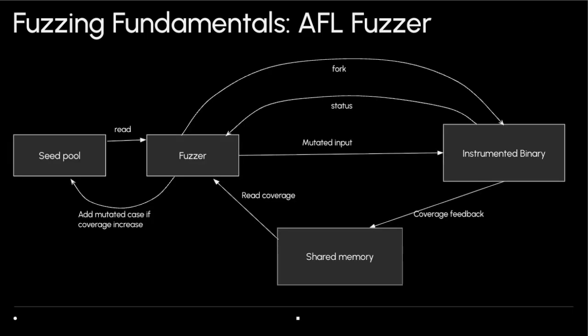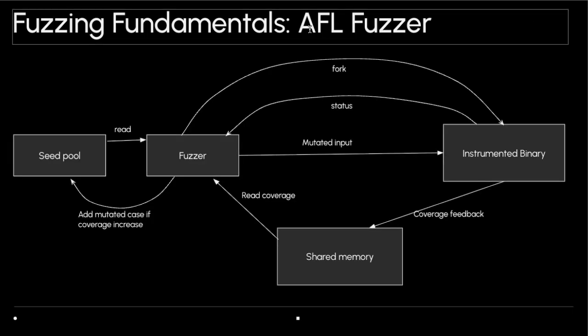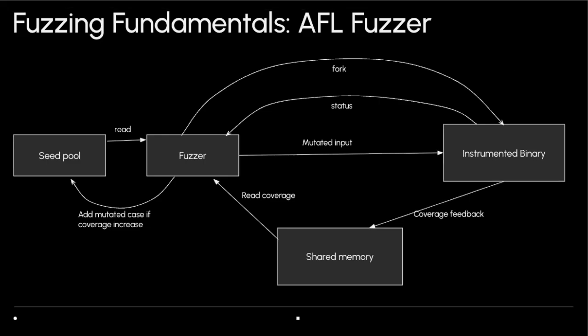So here we have a simplified diagram of how the AFL fuzzer works in practice. The fuzzer reads from a seed pool of known interesting inputs, mutates one, and sends it directly to the instrumented binary. The binary runs, and as it executes, it writes coverage data, containing which edges in the target program are hit, into a shared memory bitmap.